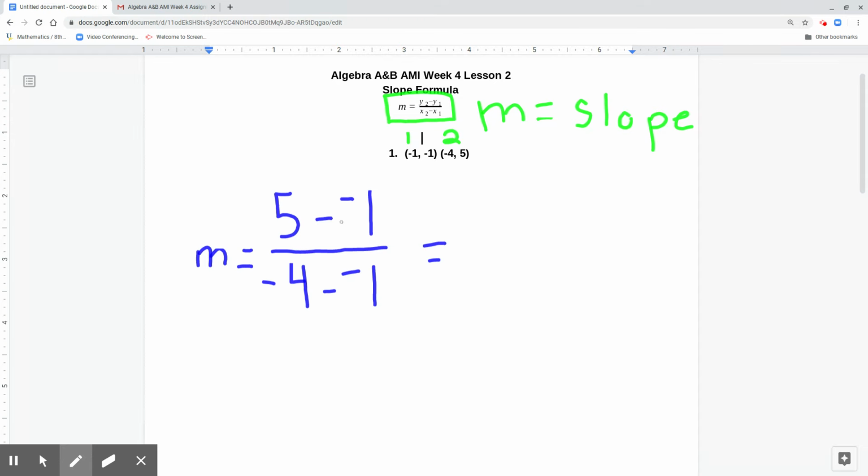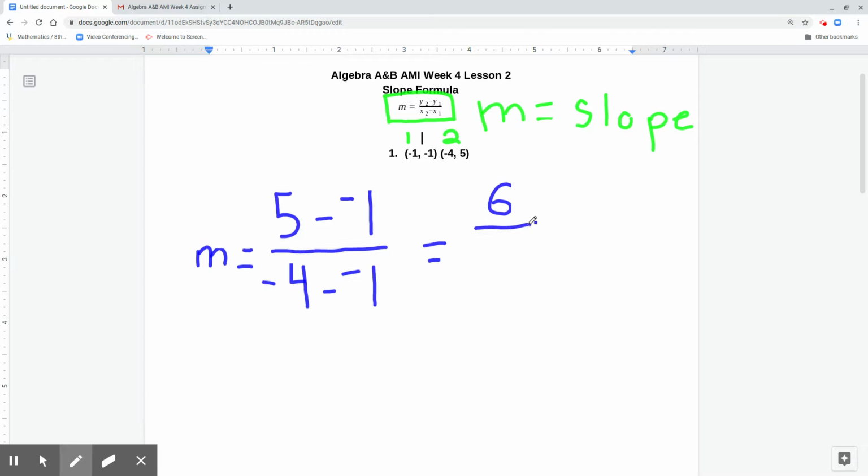You will encounter this fairly frequently when working with the slope formula. You need to always make sure that if you're subtracting a negative number, you recognize that that's adding instead. Be careful with your rules for integers. So I have 5 minus negative 1 is 6. I'll have 6 on top.